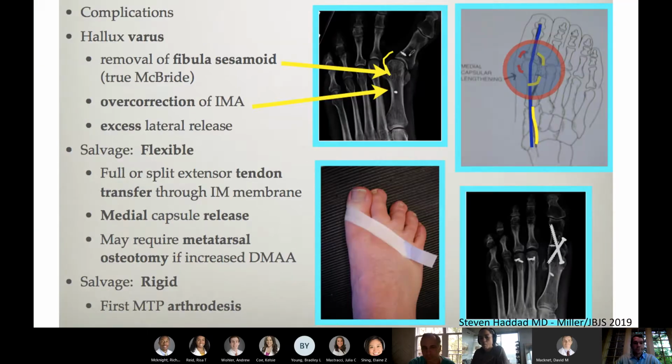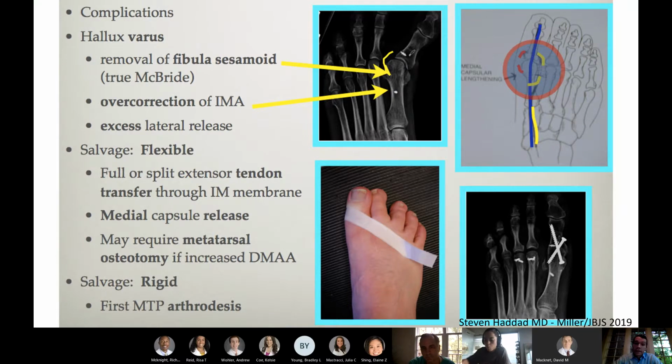So traditionally, hallux varus was the number one feared complication. It happened because people would take too much medial eminence. They would do an excessive lateral release, essentially pulling the toe over too far. It's less common now, but still an issue. If patients come in with it, the salvage is either a tendon transfer if it's flexible, sort of the opposite of a bunion procedure. You can take the extensor tendon and transfer it, and do a medial capsular release. Otherwise, you just do a fusion.